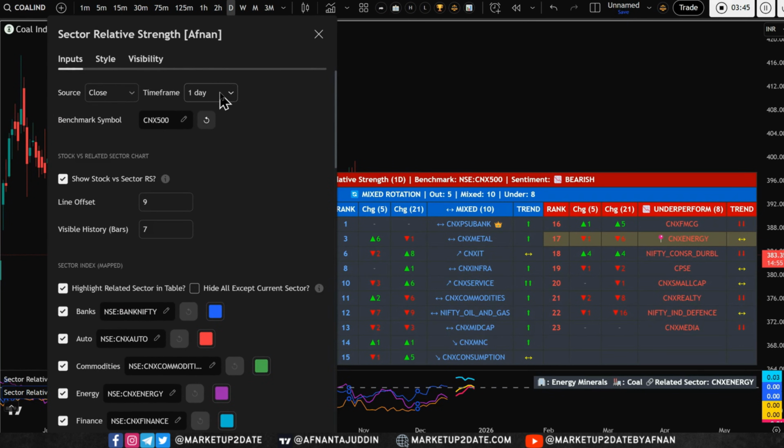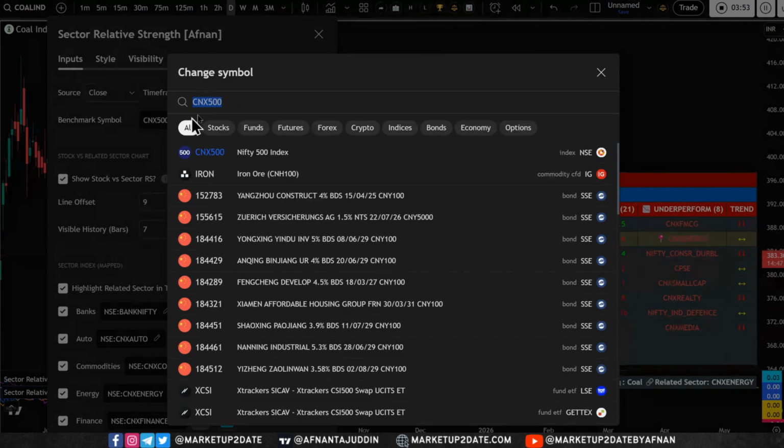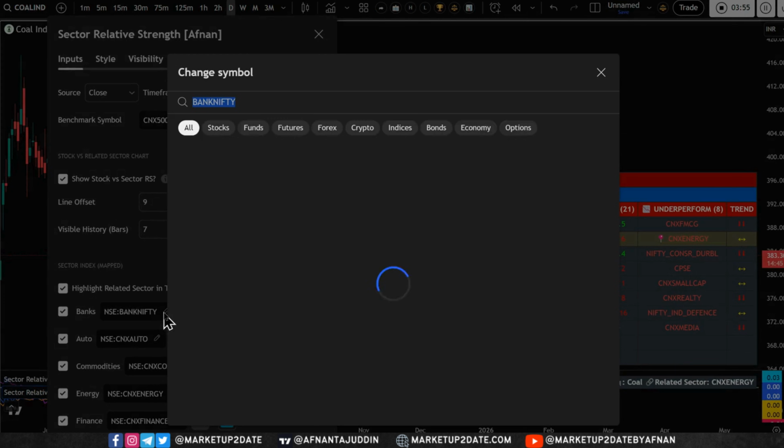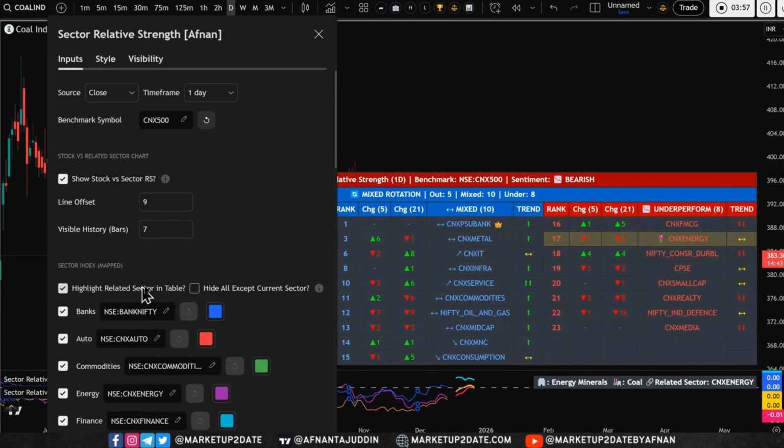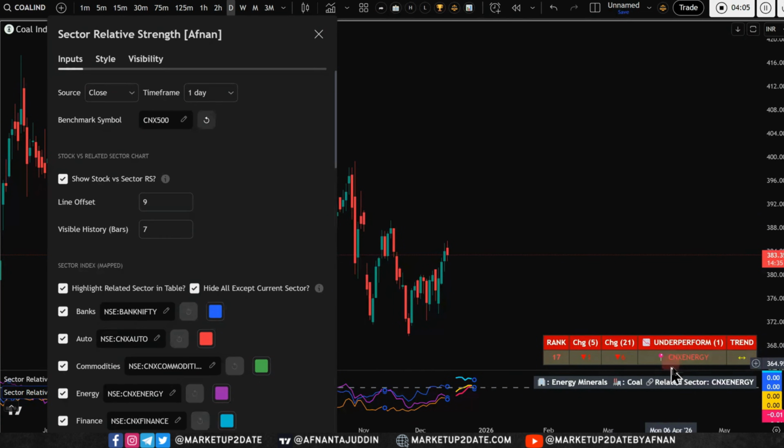Settings. If you want a broader view, switch the indicator time frame to weekly. This reveals bigger sector cycles. And if you are not from India, no problem, you can easily change your benchmark and sector indices. They're fully customizable. If you prefer not to view the full table, enable hide all except current sector. When this option is checked, the table will display only the sector related to the current chart.